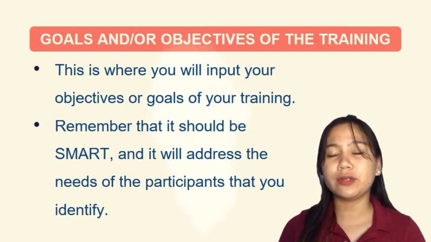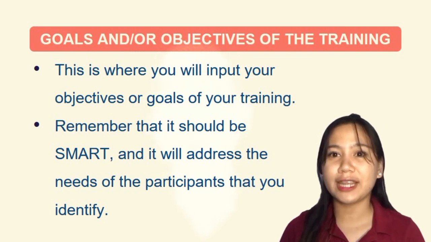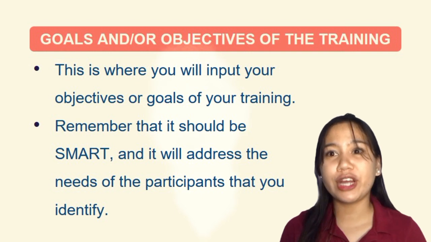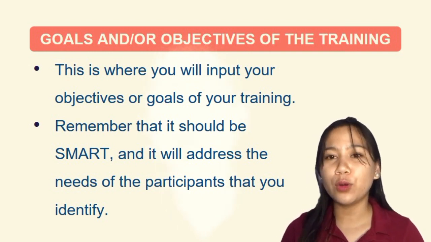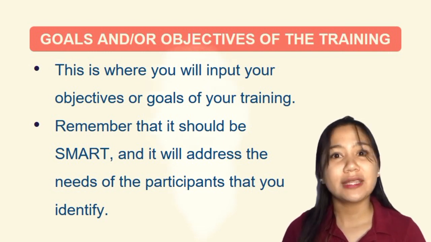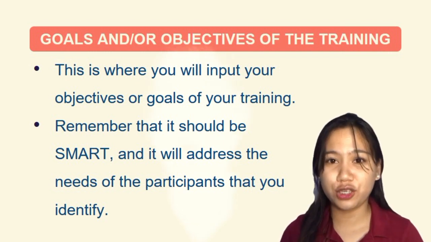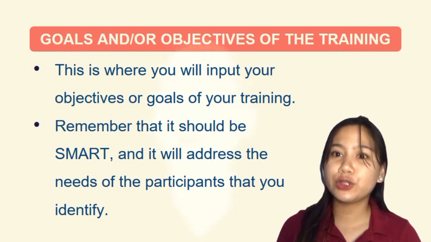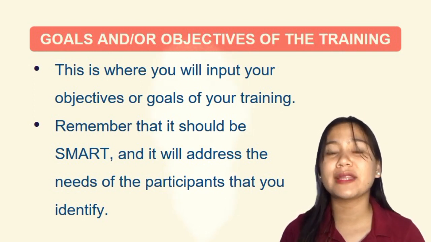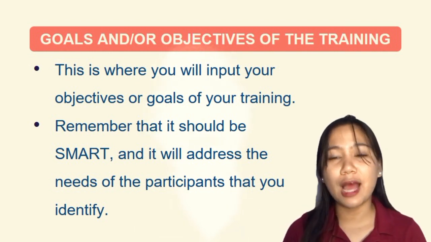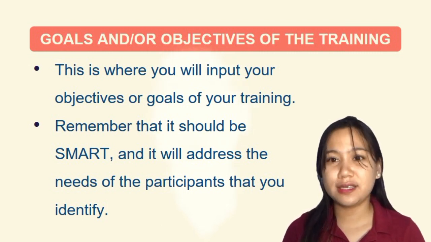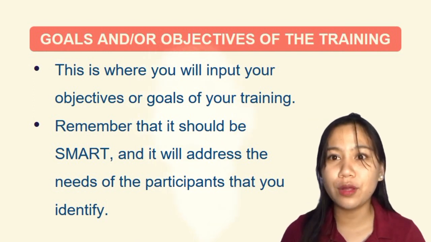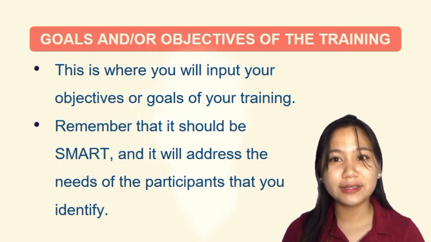This is where you will put your objective or end goals of your training. Remember that it should be SMART and it will address the needs of the participants that you identify. So ang goal ay isa siyang aspirational statement that describes kung ano ba yung gusto mong ma-achieve. It is a broad, future-oriented statement that describes expected effect. Ang objective naman is yung details na papakita kung paano mo ma-achieve yung goal. A SMART objective is one that is specific, measurable, achievable, relevant, and time-bound.